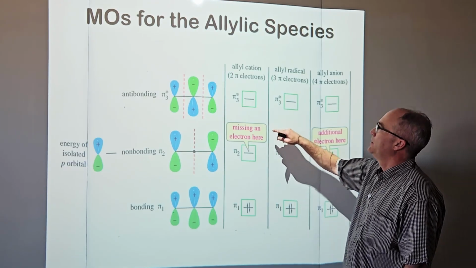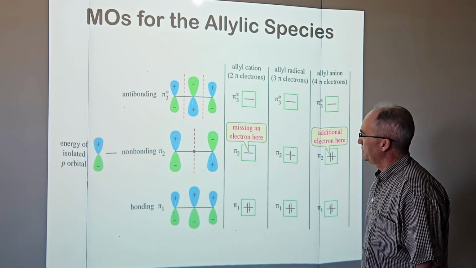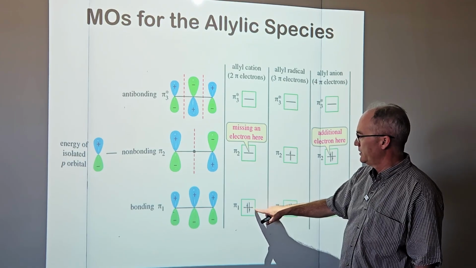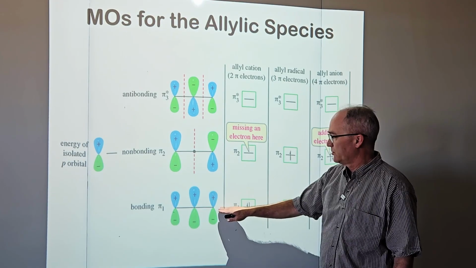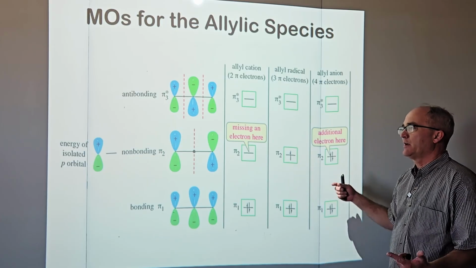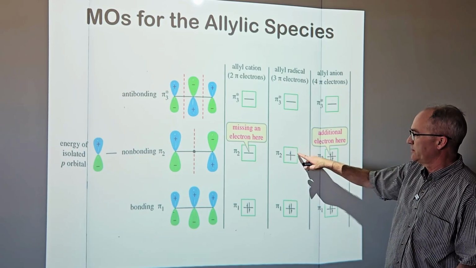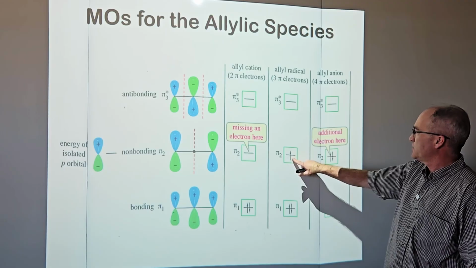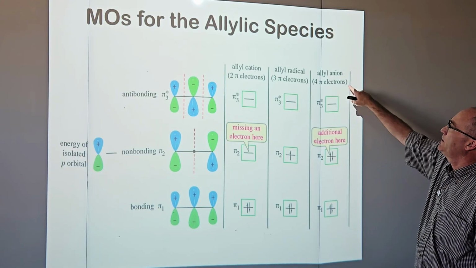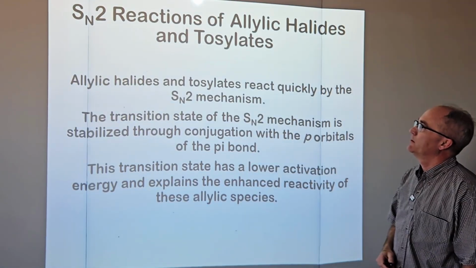And here we see the allylic cation that we looked at. We have 2 pi electrons, and when they're in the bonding molecular orbital, our orbital diagram looks like that. And here's the allylic radical. We pull off that hydrogen and one electron, and all of a sudden we have this extra electron. And here's something we haven't looked at, the allyl anion. We'll save that for later.